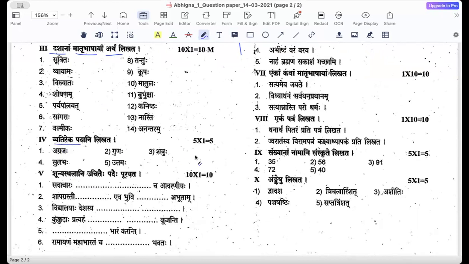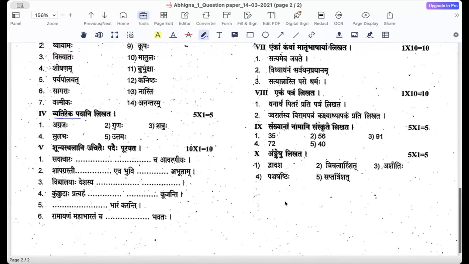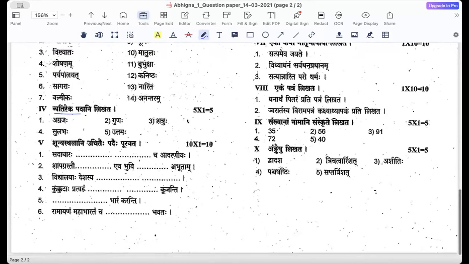Next is Vyatireka Padani Likhata. Go over the 2 lessons in Bodhini. One is Samskrita Sabha and the other one is Samudraha. These two have a lot of Vyatireka Padani at the end in the grammar section, so most of it would be covered there. If there are any words that are not covered in those 2 lessons, just ping me. I will see what we can do. There is no choice in this.